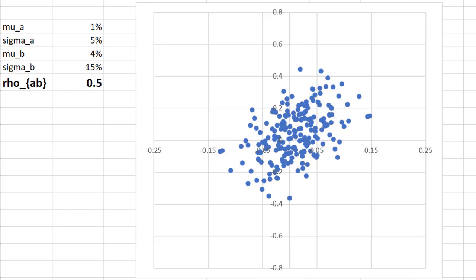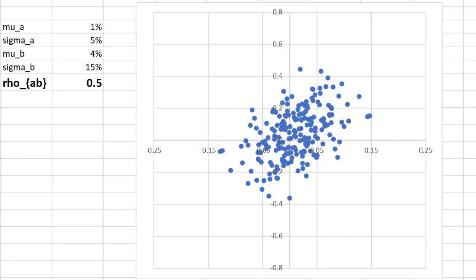What I show you here are joint realized returns of asset A and asset B that I have simulated. Both assets have normally distributed returns, and the parameters of these normal distributions you can see on the left hand side. Asset A has an expected return of only 1% and a volatility of 5%, whereas asset B has a much higher expected return, 4% that is, but also a much higher volatility of 15%, which implies that asset B is much more risky. What I additionally assumed is that the correlation between the returns is 0.5, so we see a positive correlation here.